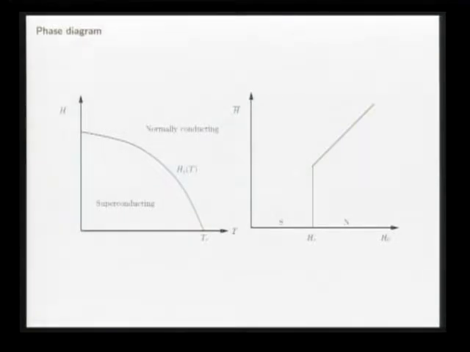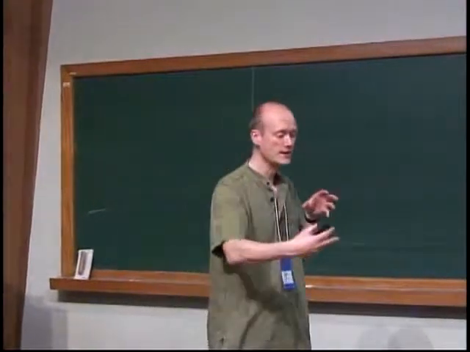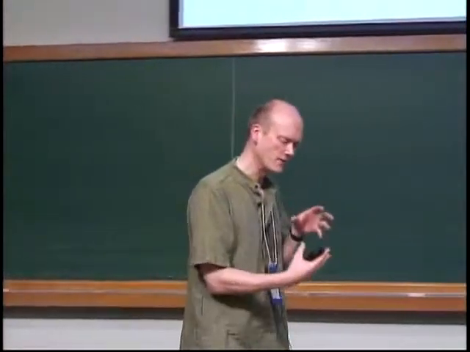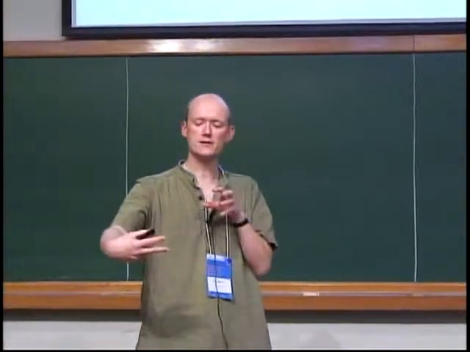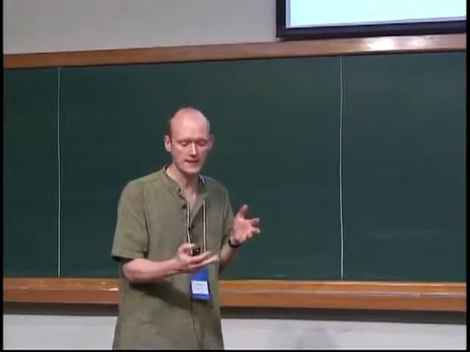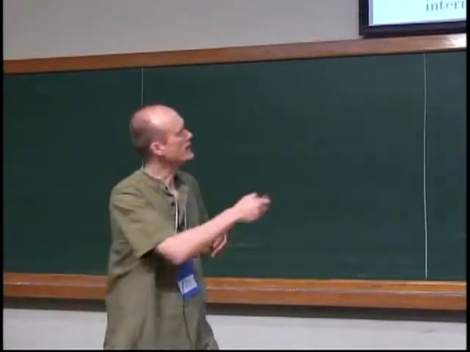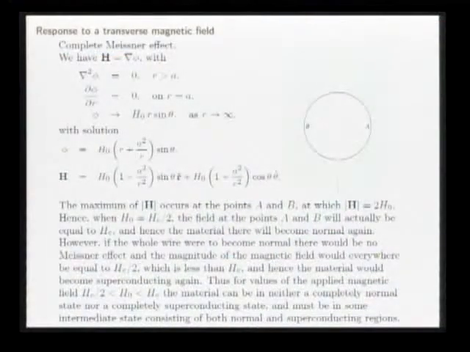Now this is true for cylindrical samples in an axial magnetic field. And so why do I say that? That means that when the superconductor becomes superconducting, it doesn't distort the magnetic field. But if I have a transverse magnetic field, so a field which is not along the axis, then as the superconductor becomes superconducting and pushes the magnetic field out of its interior, then the field is distorted.